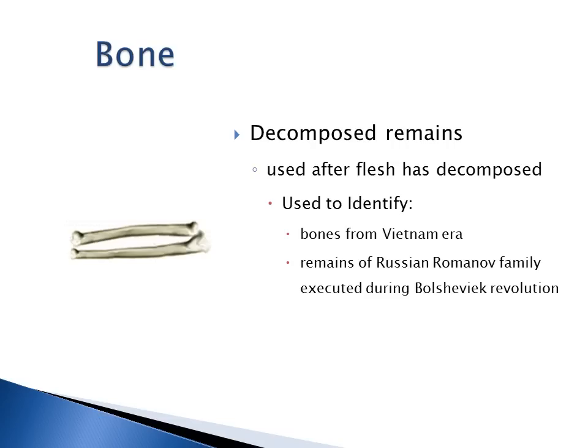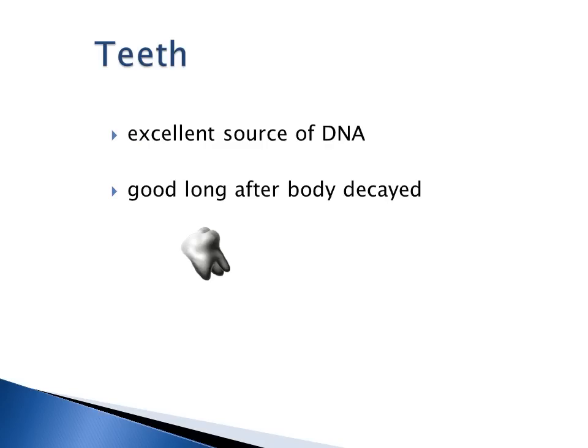Bone. Bone is useful for analyzing decomposed remains, and bone has been used to identify individuals from many, many, many years ago. So bone can be a really important way to use molecular techniques. Teeth, another excellent source of DNA, and again, like bone, remains there after the body is decayed and can be used, aside from doing dental examinations, it can be used for molecular-based analyses.